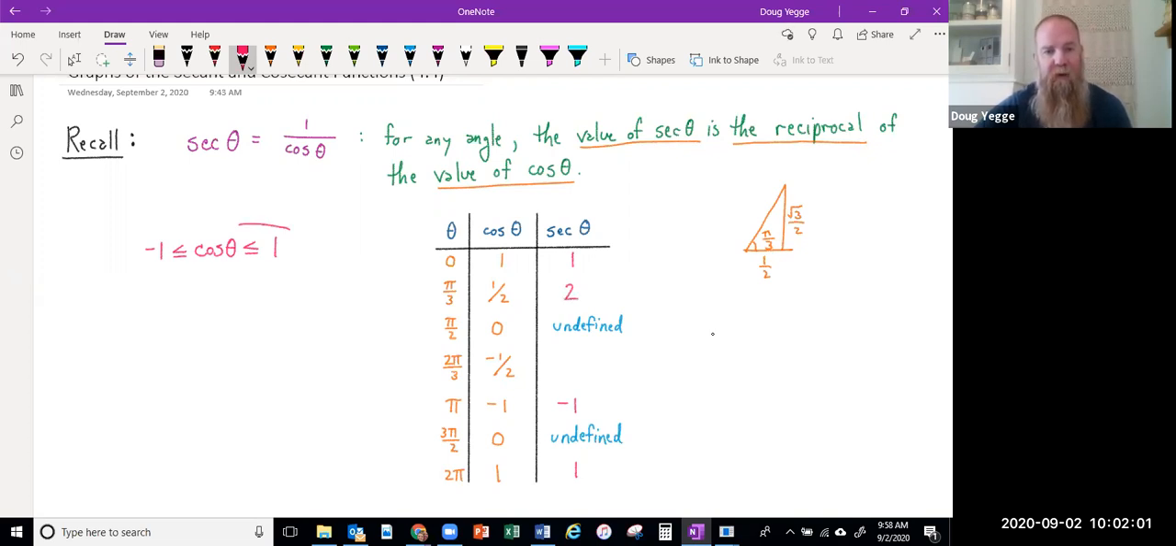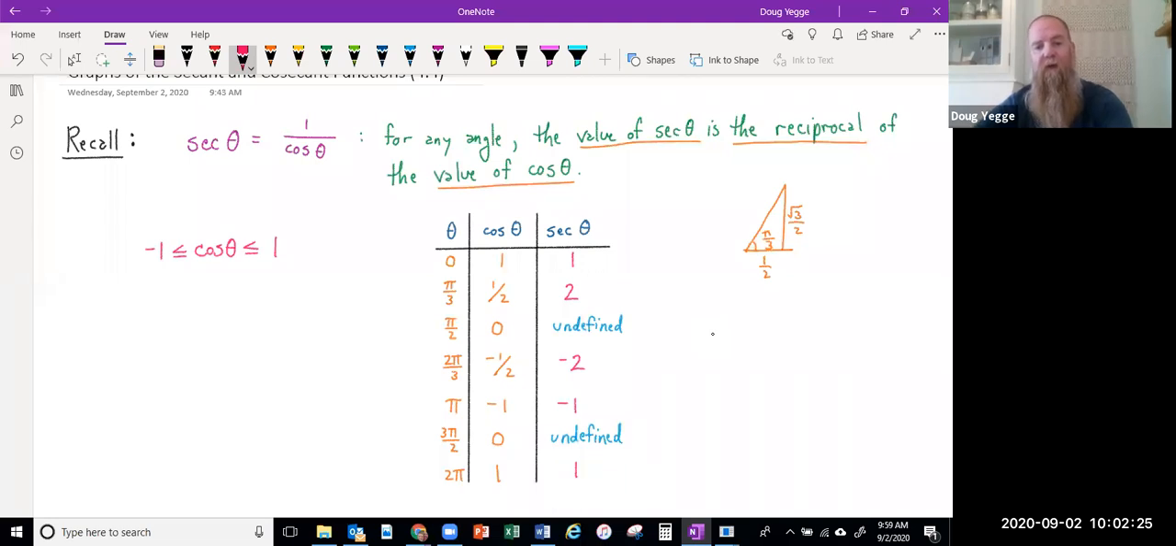Notice how 2 is bigger than 1, because when I take the reciprocal of fractions that are less than 1, I will always get values that are larger than 1. More specifically, we see that at 2 pi over 3, if the value for cosine was -1/2, now we see that the value is -2.